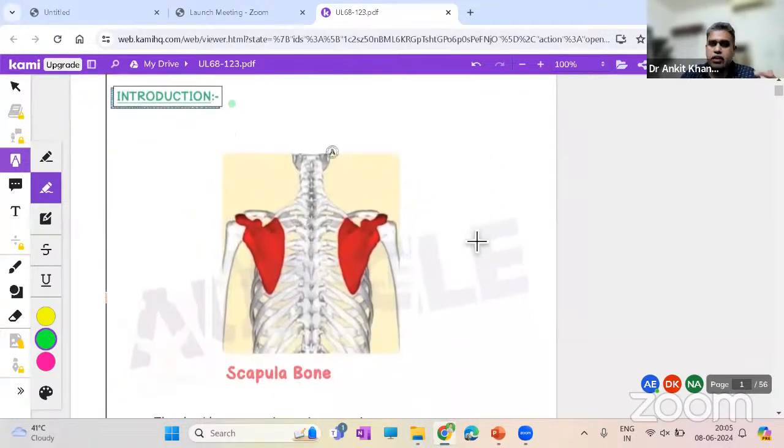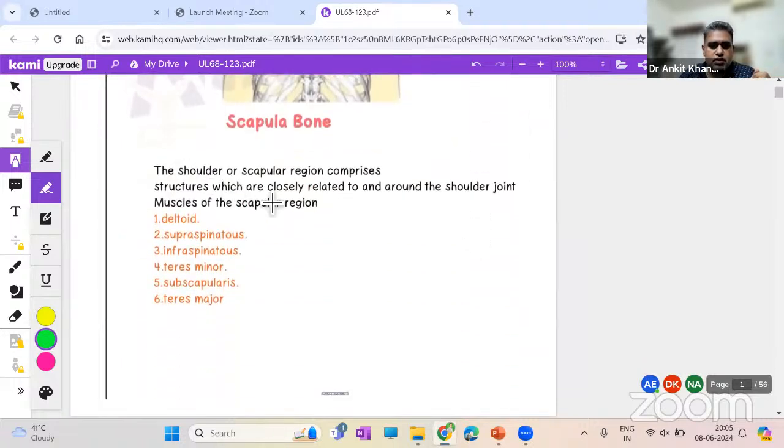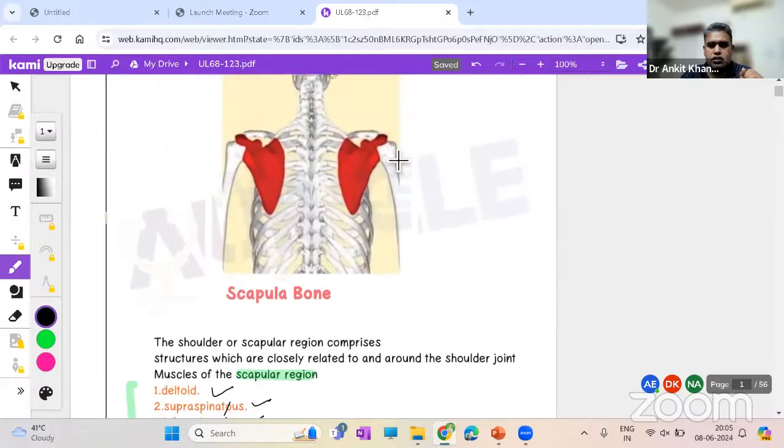Scapula, we all know the bone, the triangular flat bone. So the scapular bone is shown. These are the major muscles of the scapular region: deltoid, then supraspinatus, infraspinatus, teres minor, teres major, and subscapularis. Just let me show you. From here we have teres minor, and below we will have teres major. Above the spine we will have supraspinatus, and from this area we have infraspinatus.